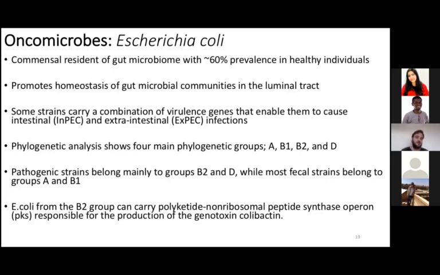And there are E. coli from the B2 group that can carry what is called a polyketide synthase operon, so PKS for short, that's responsible for the production of the genotoxin called colibactin. So I think I mentioned this a bit at the start of the talk.